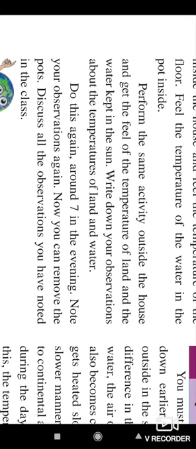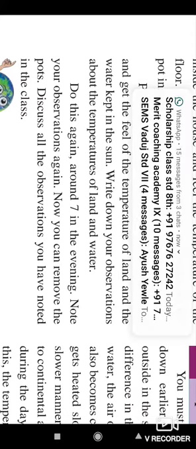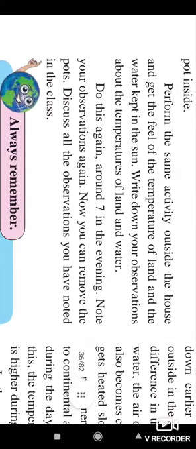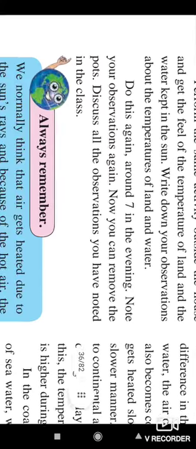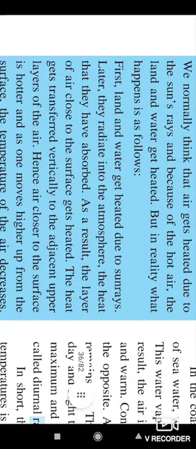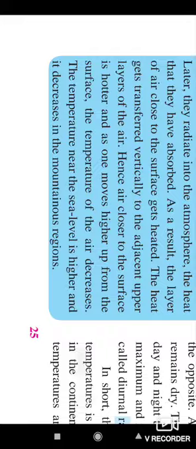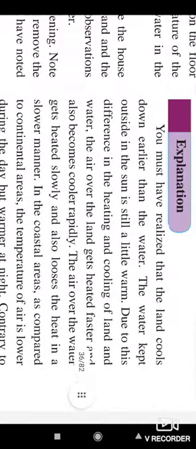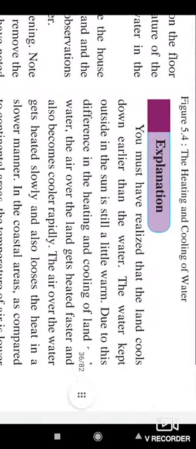As you see, the pot which was put inside the house is also less heated than the pot which was put outside the house. Okay, and do this activity in the evening at 7 o'clock also. What happens then, we have an explanation.